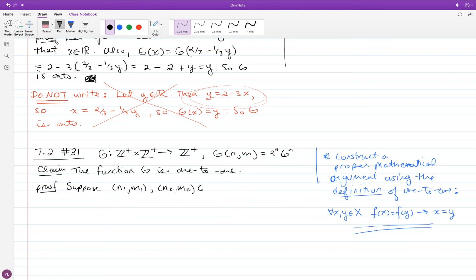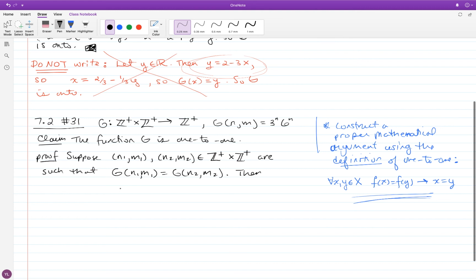So for this particular function, the domain is a collection of ordered pairs. So I'm going to suppose that I have two elements of the domain whose outputs through this function happen to be equal. So suppose (n1, m1) and (n2, m2) are elements of the domain such that g(n1, m1) equals g(n2, m2). So now I get myself a mathematical equation to work with. I know the definition of g is 3 to the n, 6 to the m, so let me write this down. I get myself an equation, 3 to the n1, 6 to the m1 equals 3 to the n2, 6 to the m2. Now I have to reason that this gives me that the n's are the same and the m's are the same.